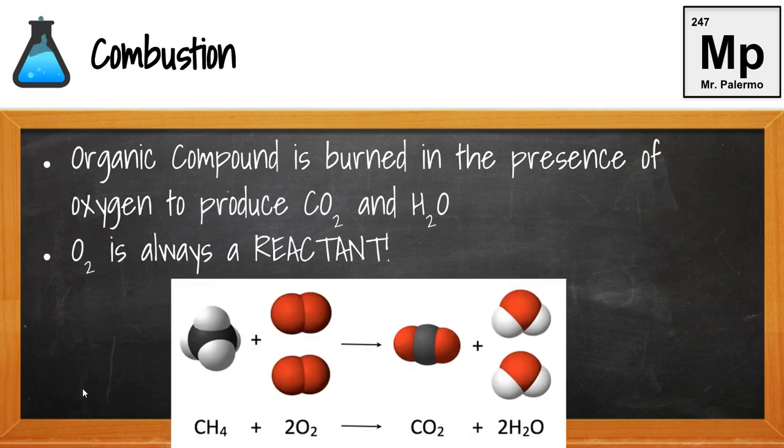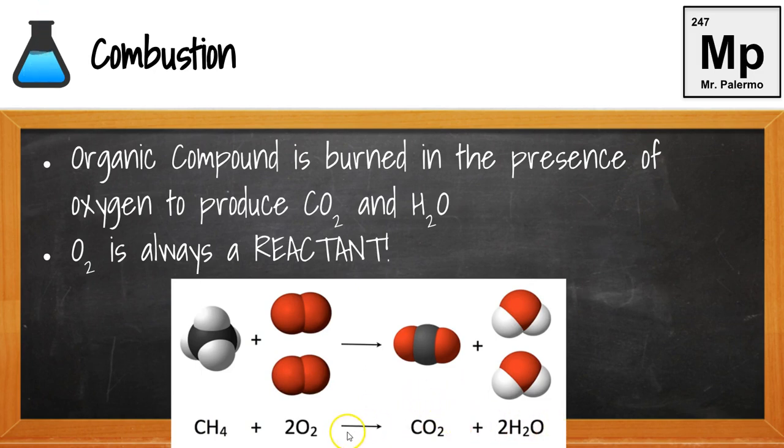The first one we're going to look at is the combustion reaction. For most of the reactions, you have to be able to identify what the reaction is. For the combustion reaction, it's an organic compound. In this case, we have methane, CH4. We know it's organic because it has carbon and hydrogen. We're going to burn that in the presence of oxygen, and our product is going to be carbon dioxide and water.